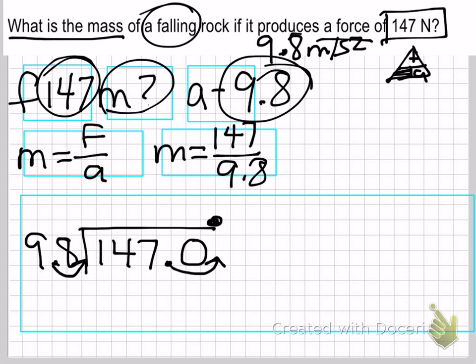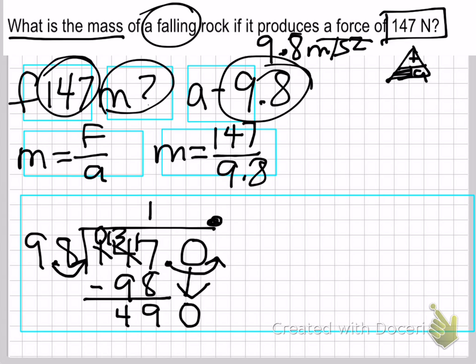98 will go into 147, obviously only one time. 1 times 98 is 98. We can't take 8 from 7, so we need to borrow. The 4 becomes 3, and the 7 becomes 17. 17 minus 8 is 9. Now, 3 take away 9. Well, we can't do that, so we need to borrow. Our 1 becomes 0, and our 3 becomes 13. 13 minus 9 is 4. 98 won't go into 49, so we need to drop our 0 down. 490.